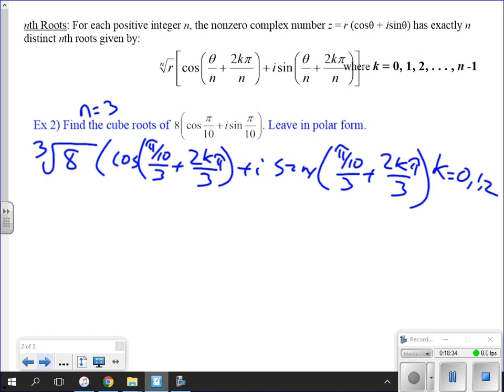Yes? How do you find n? Cube root. What's the cube root? Cube root is the third root, right? That's where n is. Yeah. You have to do the 8th root.